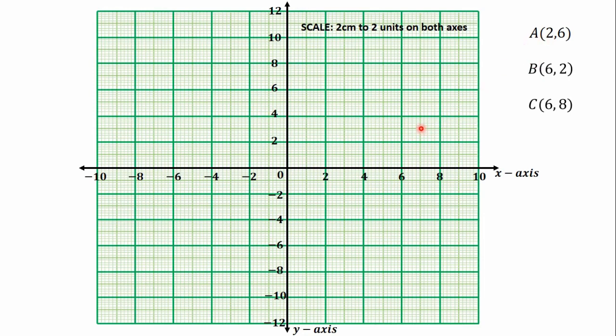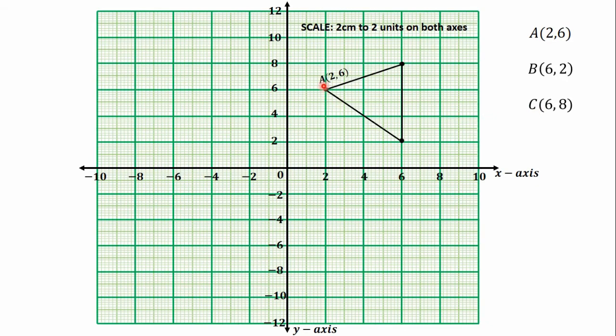Point A has the coordinates 2, 6, so 2 on the x-axis and 6 on the y-axis, that will be here. Point B has the coordinates 6, 2, so 6 on the x-axis and 2 on the y-axis, that will be here. And point C has the coordinates 6, 8, so 6 on the x-axis and 8 on the y-axis, that will be here. After that, we will join them to form the triangle ABC.